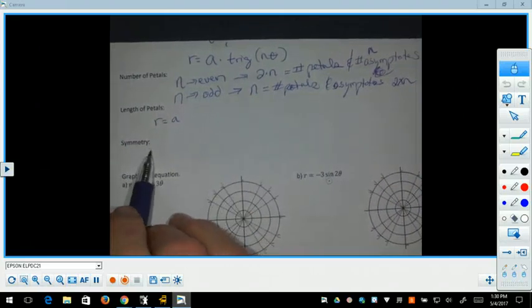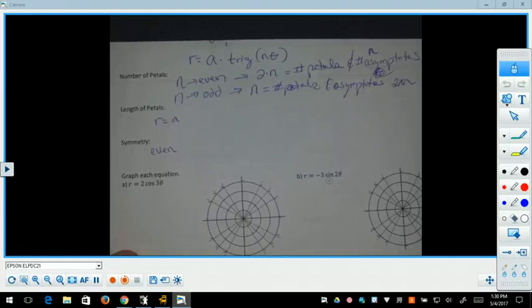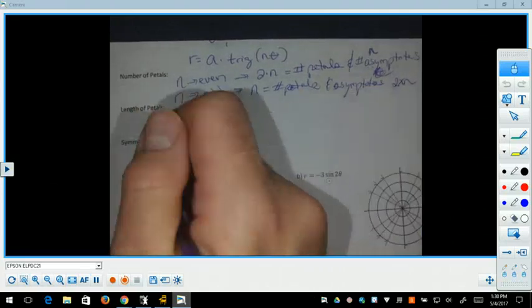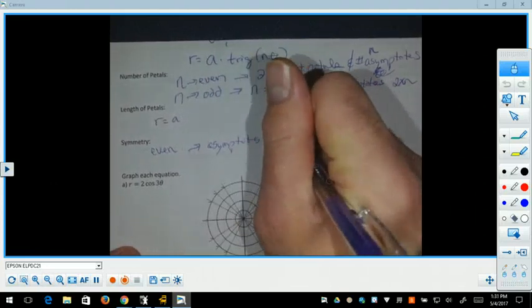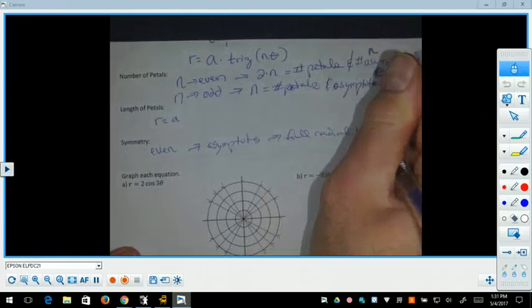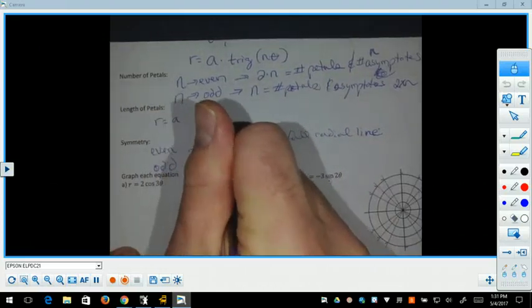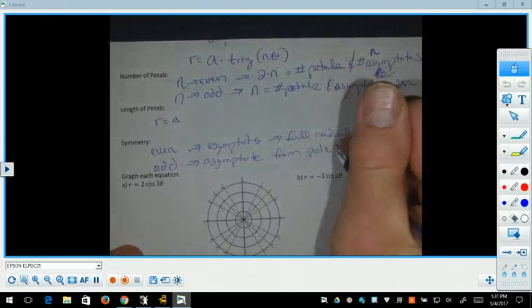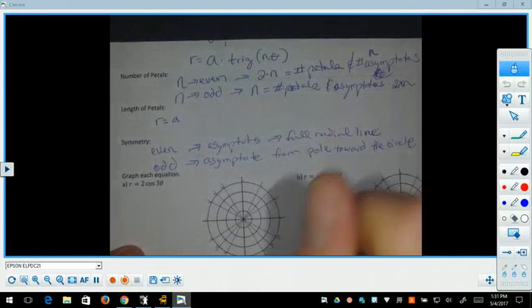And symmetry: if it's even, then it'll be symmetric. They'll all have rotational symmetry, except if it's even, then for your asymptotes, you can just draw a whole radial line, and it will get you both as opposed to just one. If it's odd though, then you have to do the asymptote from the pole toward the outer circle. I'll show what I mean by that in a second.